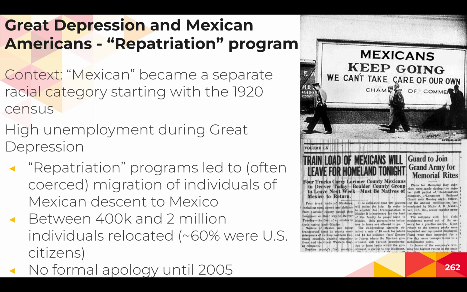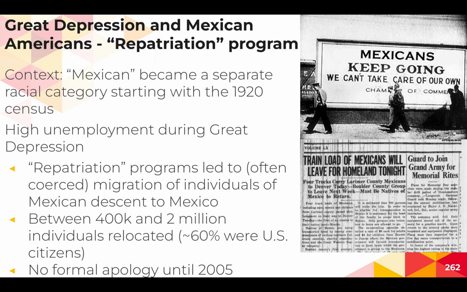I have some primary sources that I showed you in class that might be really useful. So I'll try to round up some of those and link them in the description if you want to learn more. What's also really interesting is that there was no public apology for this repatriation program, and many people who were deported under this program never returned.